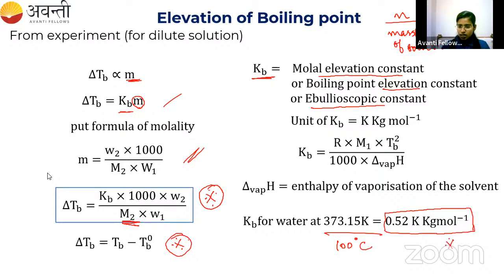You have to memorize this value also, because in some questions they will give you this value, and in some questions they will not. In that case, you should know that Kb for water at 100 degrees Celsius is 0.52 Kelvin kilogram per mole. So from this slide, you are going to learn these two formulas, the three names of Kb and the unit, the relationship between Kb and delta H of vaporization, and at last, the Kb value for water.